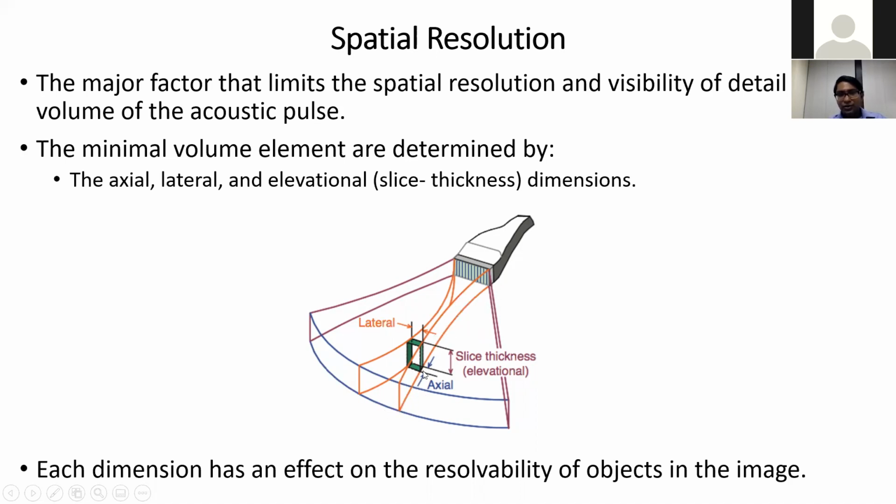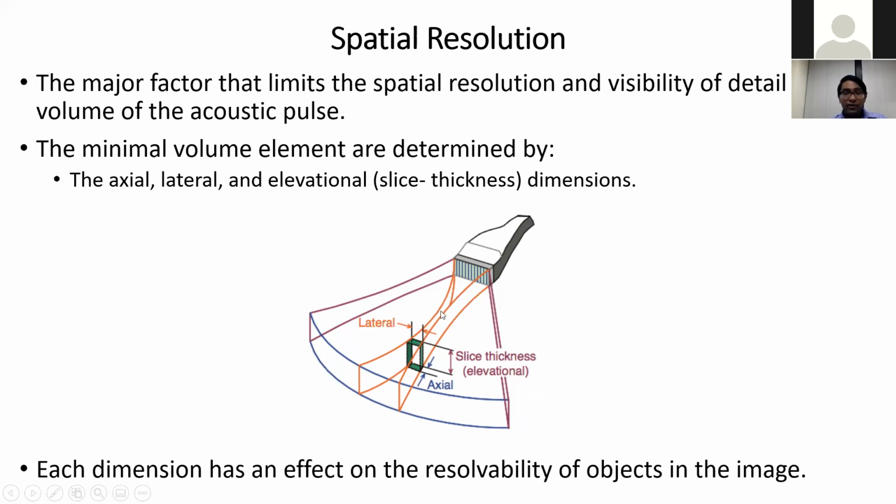This is the axial resolution, and the other important metric is the lateral resolution, which is measured in the X direction. And the last is the slice or the elevational thickness, which is measured in the Y direction. So axial and lateral resolution are two more important metrics. Axial resolution is usually constant throughout the image, whereas lateral resolution varies based on the beam profile.